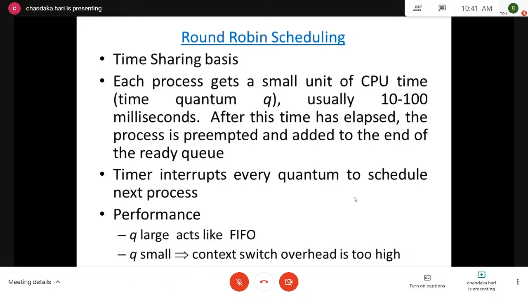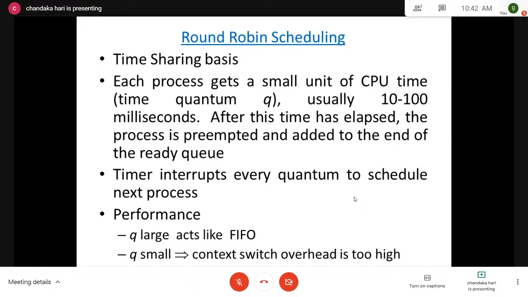In time sharing operating systems, a small amount of CPU time is dedicated to each and every process. How much amount of time it has been dedicated is called the time quantum. Within the time quantum, the process may be completed or may not be completed. In case it is not completed, it has to wait until the next time slot comes up. This is called a time sharing operating system. Now, round robin scheduling is purely based on time quantum.